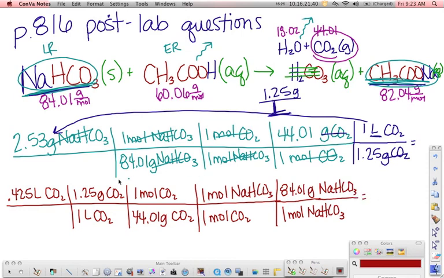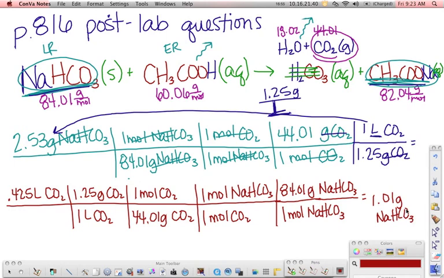So I have a lot of numbers going on here. So what I'm going to do is I'm going to multiply all the way across the top, and then I'll divide by what's on the bottom. So 0.425 times 1.25 times 84.01, and that's equal to 44.6. Now I'm going to divide that by 44.01 equals, and I get 1.01 grams of sodium bicarbonate.